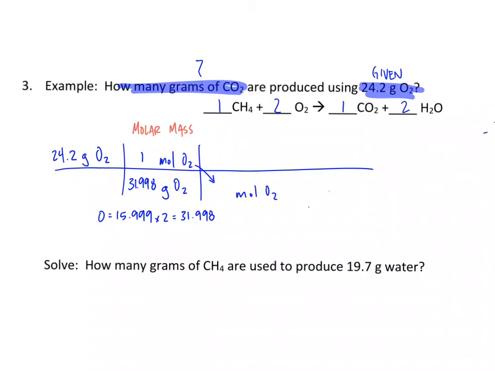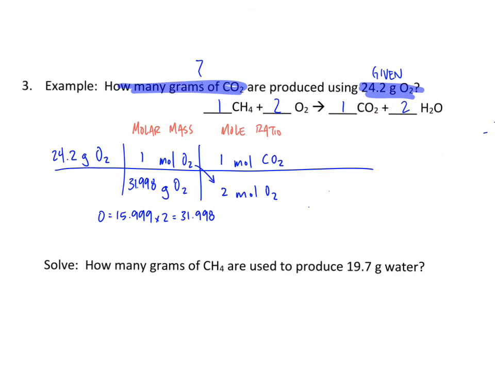Now, here is my chance to go from moles of one thing to moles of something different. I want to go to carbon dioxide. This is the only opportunity that I can do so because of my mole ratio, so CO2. So when I look at my equation, I've got 1 mole of CO2 and 2 moles of O2. So my ratio is 1 to 2. Again, this is my mole ratio.